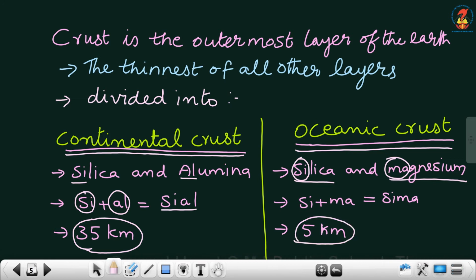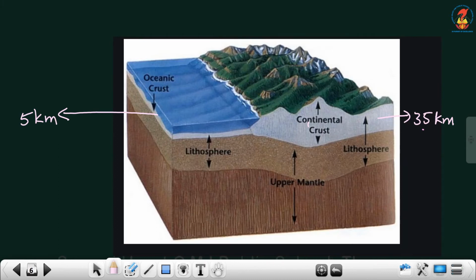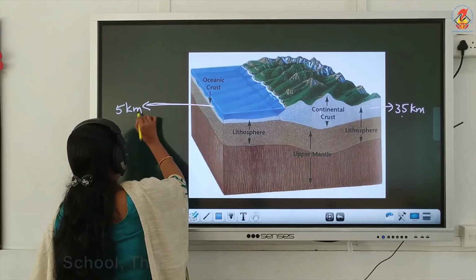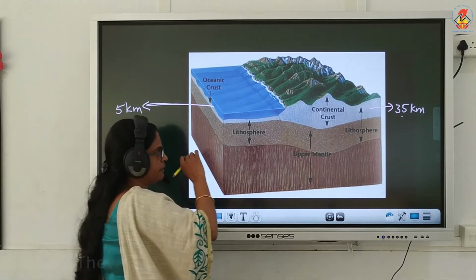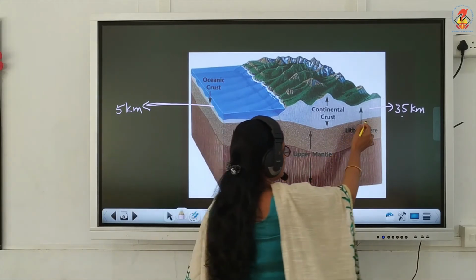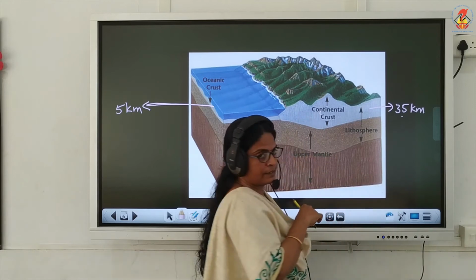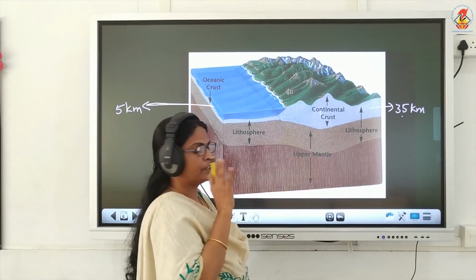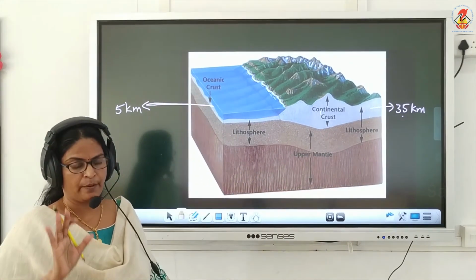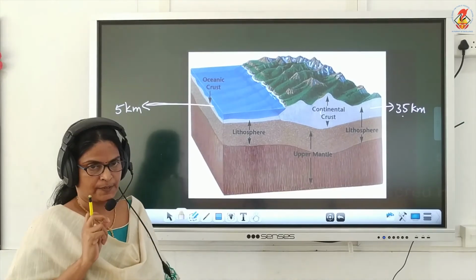Now, you can see the diagram of oceanic crust and the continental crust. This part is the oceanic crust, and that is 500 kilometers depth, and here is the continental crust, that is up to 35 kilometers from the surface of the earth.